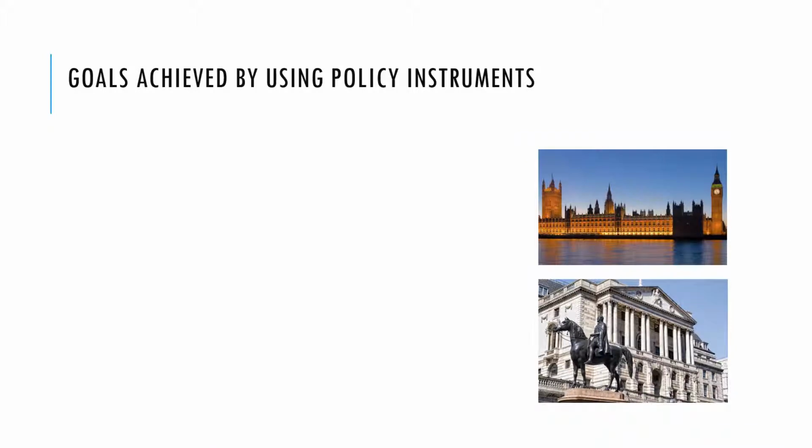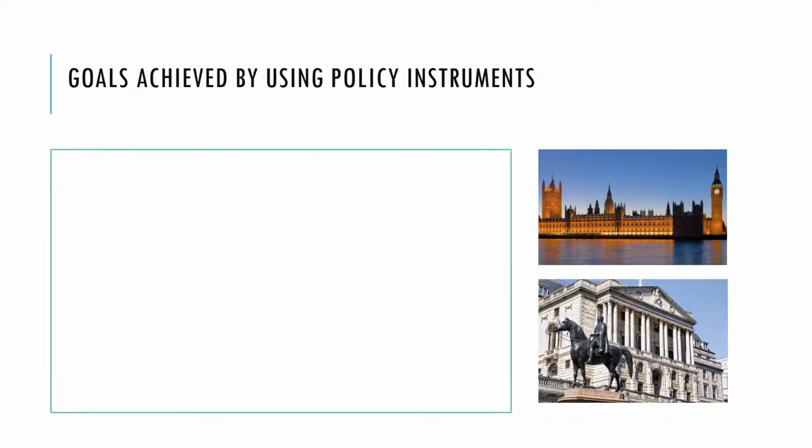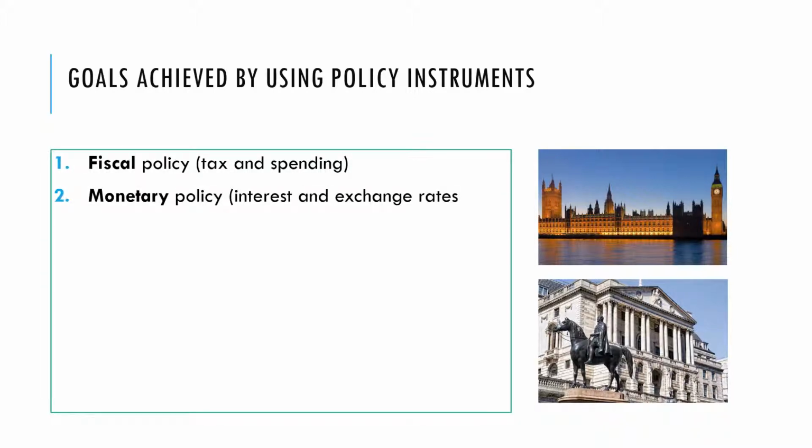And the government achieves these goals, or tries to achieve these goals, by using the policies that they have available. So they might use fiscal policy, G and T, tax and spending. They might use monetary policy, interest and exchange rates. They might use supply side policies.